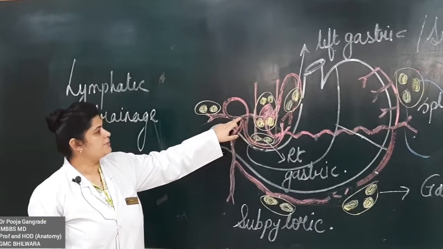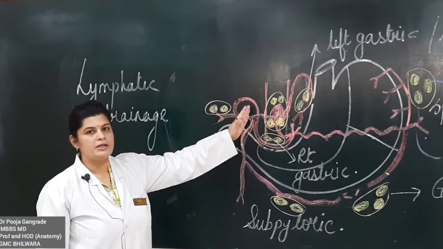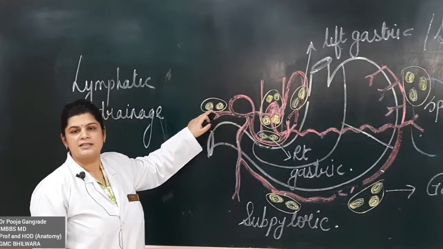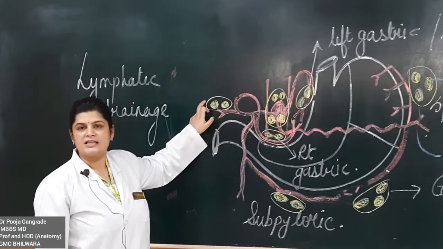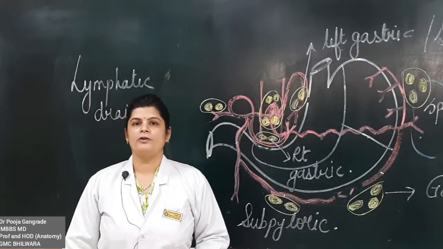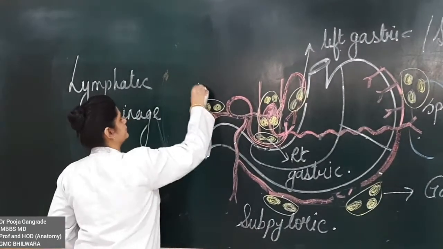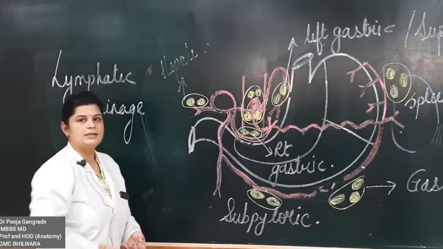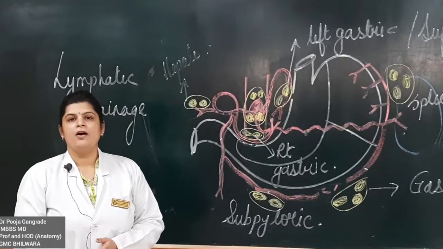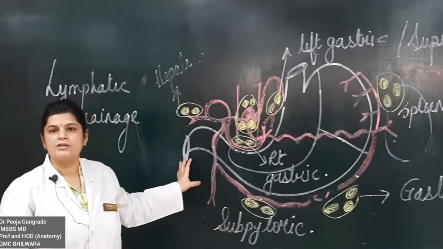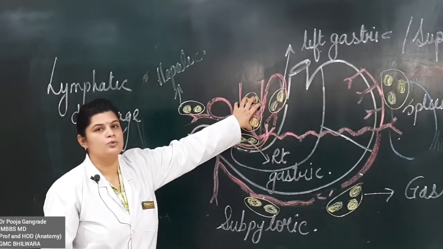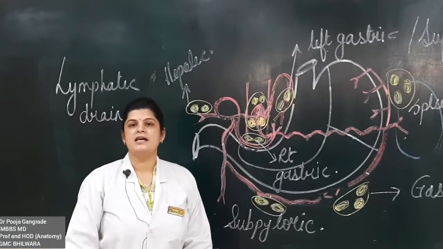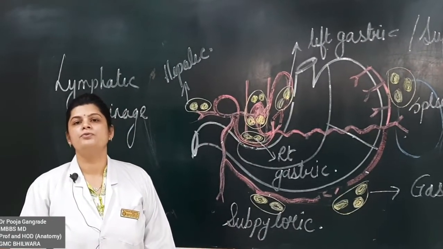The main branch which comes out is the common hepatic. From the common hepatic, the gastroduodenal is given. After the gastroduodenal is given, what remains is the hepatic. So this group of lymph nodes is the hepatic group of lymph nodes. Now, at the end of the day, all the groups of lymph nodes have to finally drain into this. And this is what? Celiac artery. So, these are celiac group of lymph nodes.